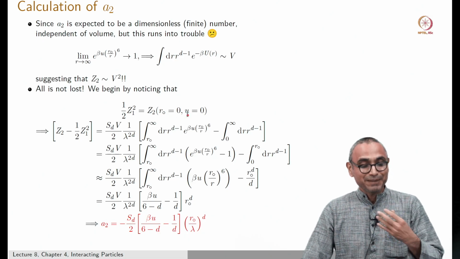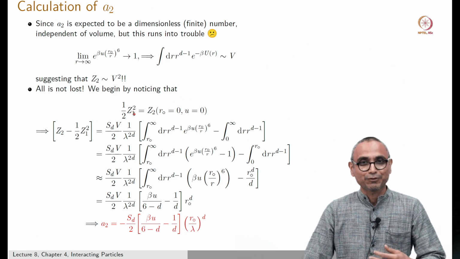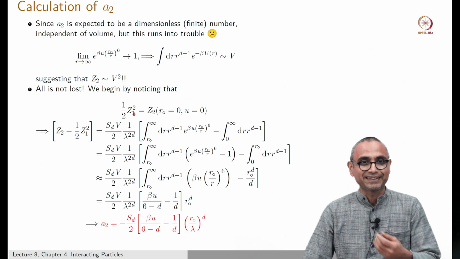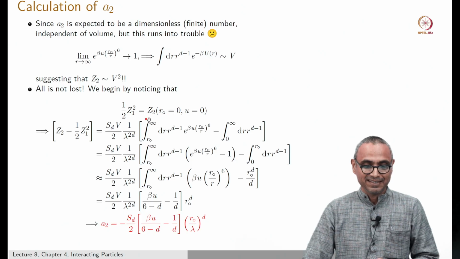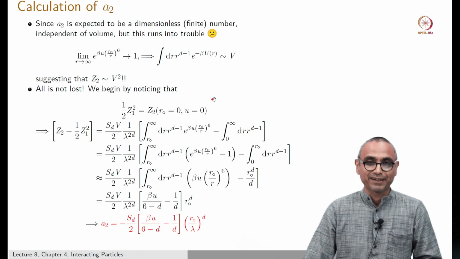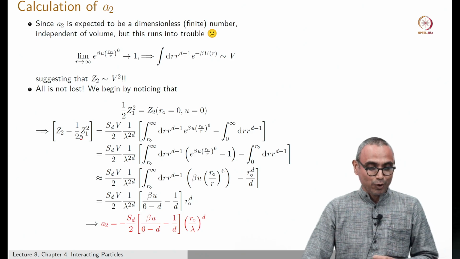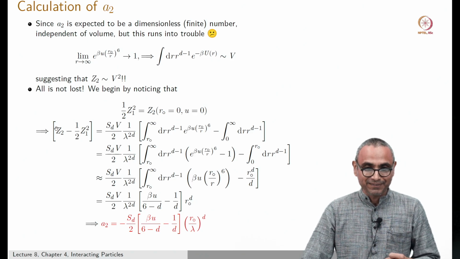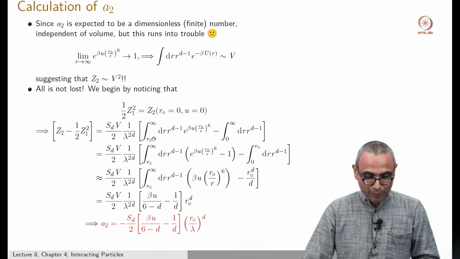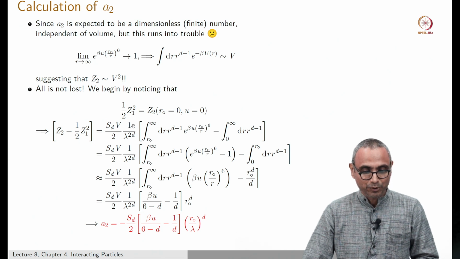So my claim is that there is a different way of writing the partition function of two non-interacting particles, by turning off the interactions in the problem with two particles. So what will I get now? I have already found Z2 in the previous slide. I copy that down here: Z2 is S_d V by 2 times lambda to the D, and this stuff here.